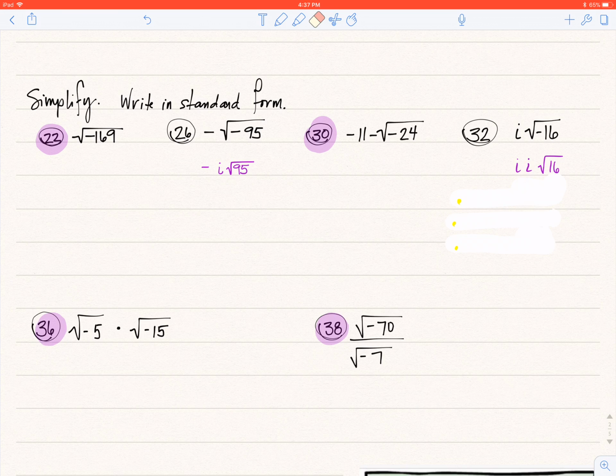Now I can simplify both the outside and the inside. The outside, i times i, I know is going to be i squared. And I know that the square root of 16 is a 4. Now we learned earlier in our class period that i squared is the same thing as negative 1. So let's make sure to turn that i squared into negative 1. And then negative 1 times 4 is a negative 4.